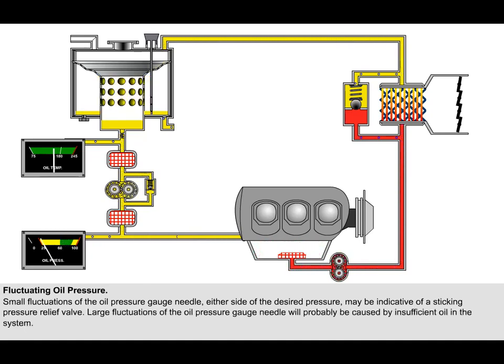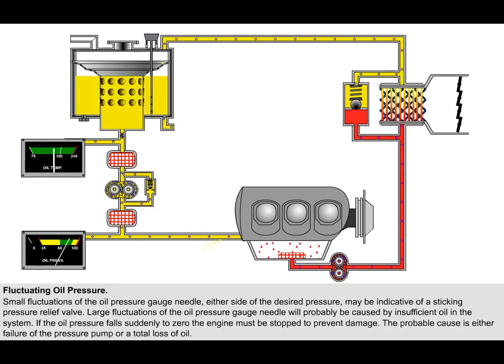Large fluctuations of the oil pressure gauge needle, on the other hand, will probably be caused by insufficient oil in the system. The engine may have been leaking oil and eventually the level will drop to a point where the pressure pump cannot sustain its output. Then the pressure will drop momentarily until the pump can get some more oil, when the pressure will rise again, if only for a moment. If the minimum oil pressure cannot be maintained, then the engine must be stopped to prevent damage.